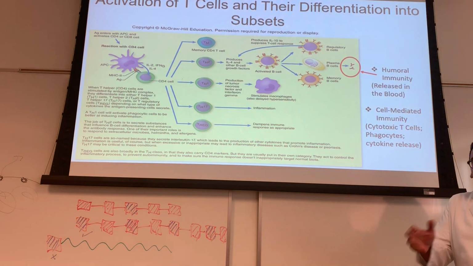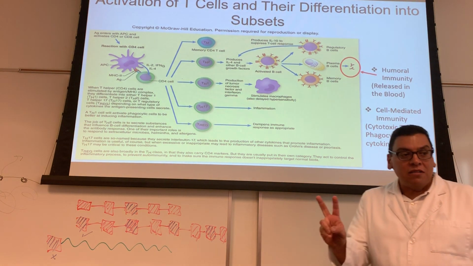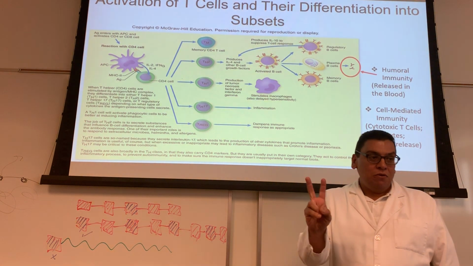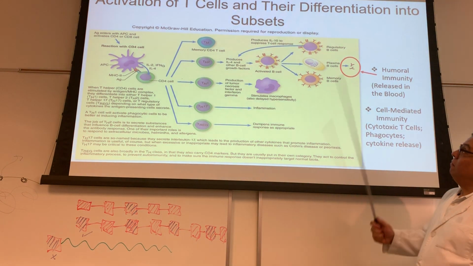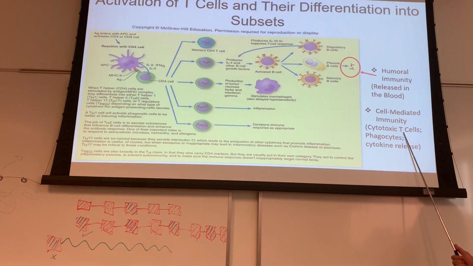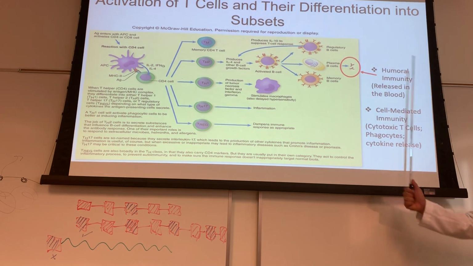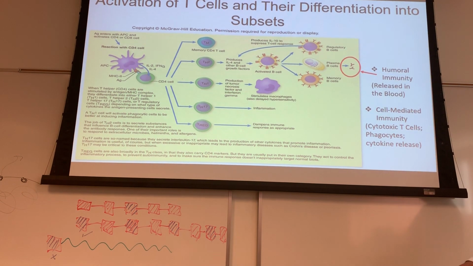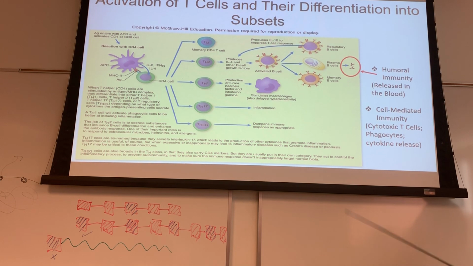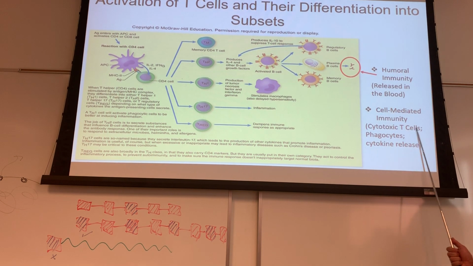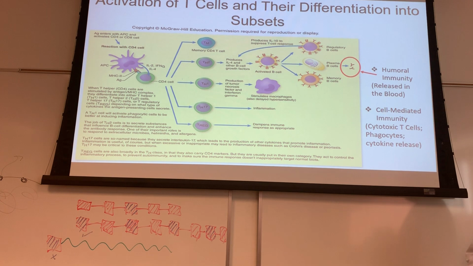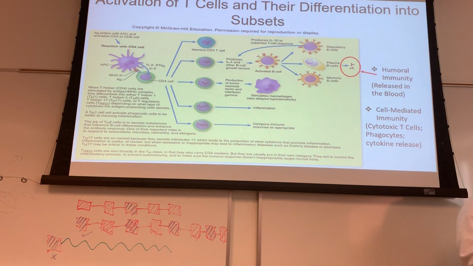See, the third line of defense has two kinds of immunity. Acquired immunity is two. Humoral and cell-mediated. Humoral is the antibodies. Cell-mediated are all the cells that are doing the killing. The phagocytes, the macrophages, the ones that release cytokines. And these guys, the cytotoxic T cells, the ones that look for virally infected cells and cancer cells. These are called cell-mediated immunity.